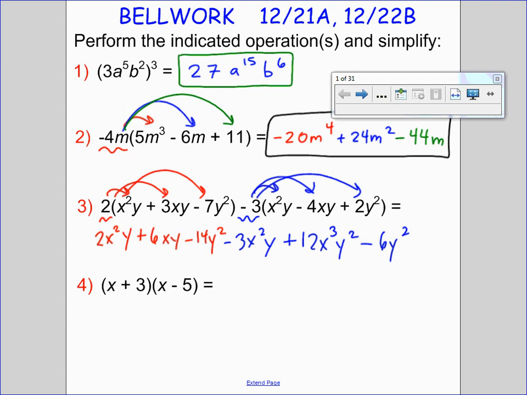Where did you get the cubed and squared? I'm sorry, it should just be, I'm distributing x here. It should just be exactly the same kind. That's my mistake. I apologize for that. So it should just be negative 3 times negative 4xy gives us positive 12xy.